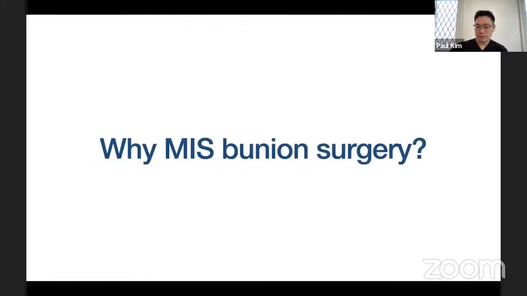So then I thought to myself, there has to be a better way. And so about 2 years ago, I started looking into more MIS procedures, and I would say that this drastically has changed my approach to bunion. So why MIS bunion surgery, you ask?